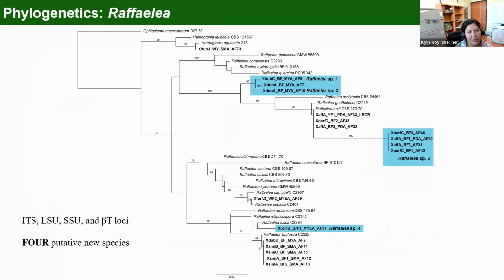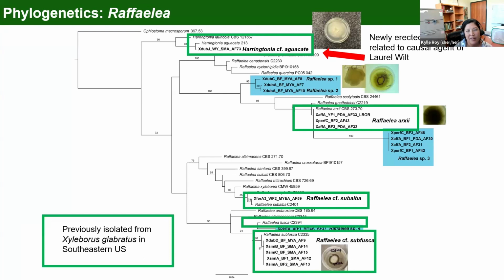And I just wanted to show you all one of the phylogenetic trees that we put together for Raffaelea fungi. And basically we found 4 putative new species of Raffaelea that are shown in blue. And I wanted to point out that everything that we really know about Raffaelea fungi has been based on stuff that has been isolated from a related ambrosia beetle, Xyleborus glabratus. And so Xyleborus glabratus is the vector of laurel wilt disease, which has killed at least 320 million laurel trees in America.